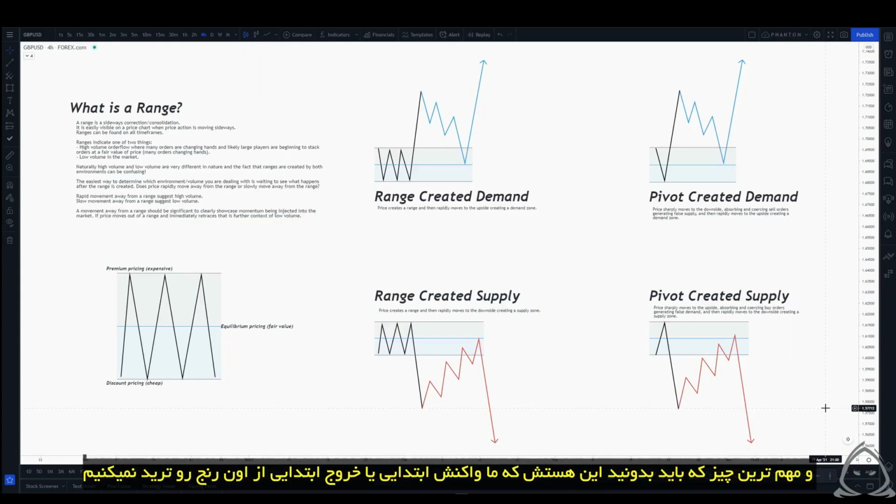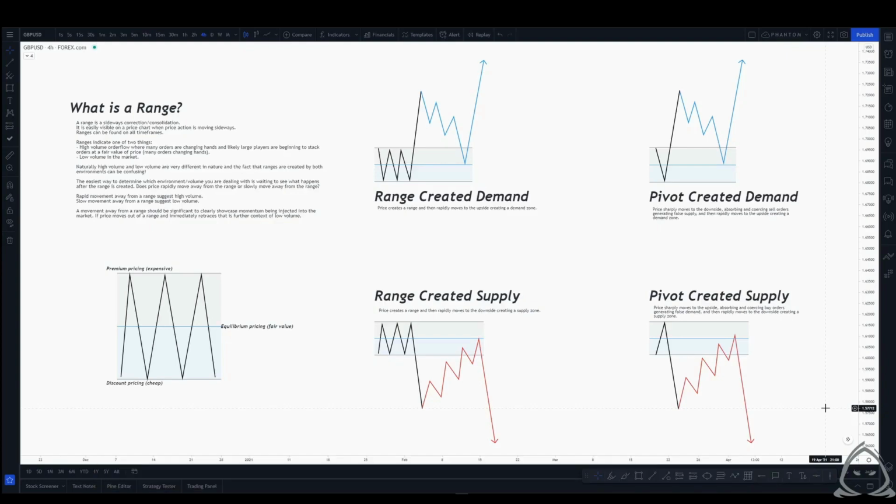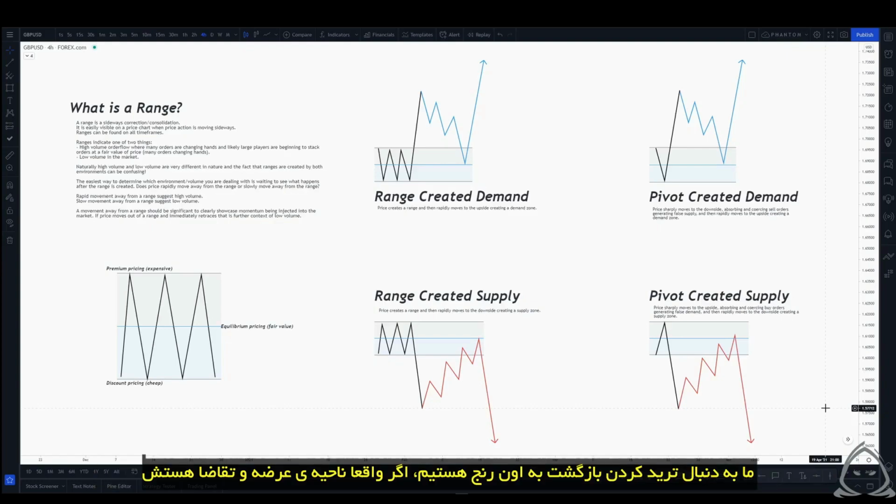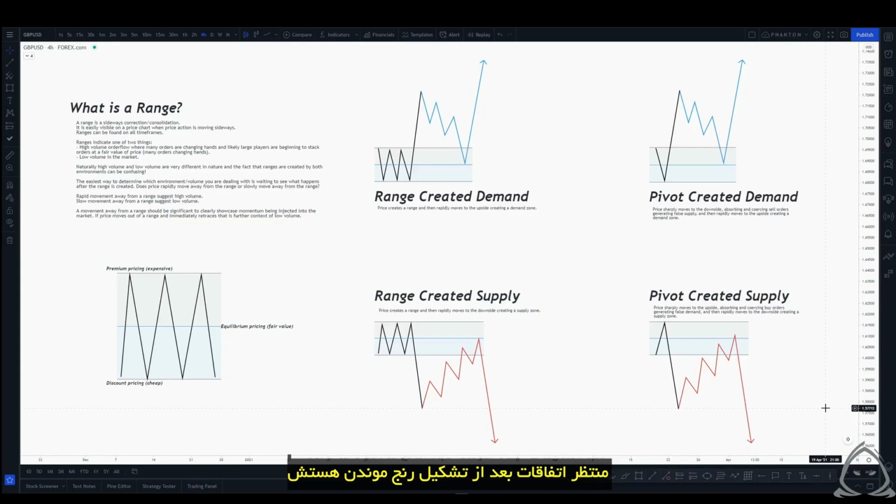And the biggest thing to remember is we're not trading the initial reaction or the initial move out of that range. We are looking to catch the retest of that range if it truly is a supply or demand zone. The easiest way to determine which environment or volume you're dealing with is waiting to see what happens after that range is created. Does price rapidly move away from the range? Or does it just slowly trickle outside of the range?